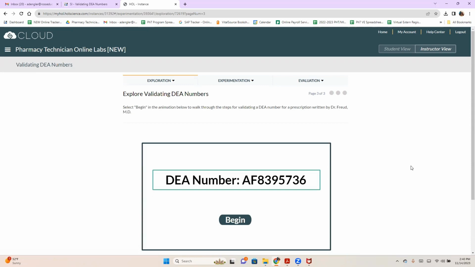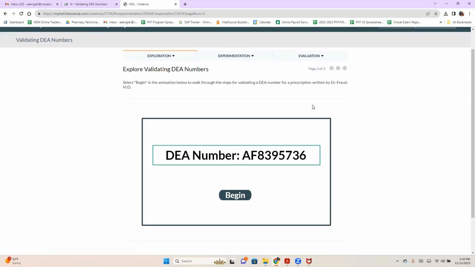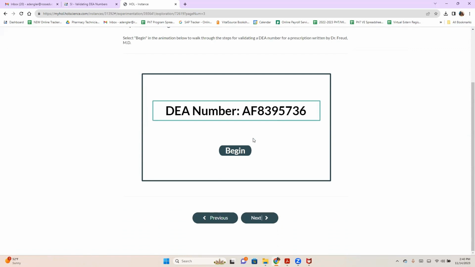Right. So we are going to explore validating DEA numbers. We're going to select begin in the animation below to walk through the steps for validating a DEA number for a prescription written by Dr. Froud. So here's the DEA number. We're going to hit begin.